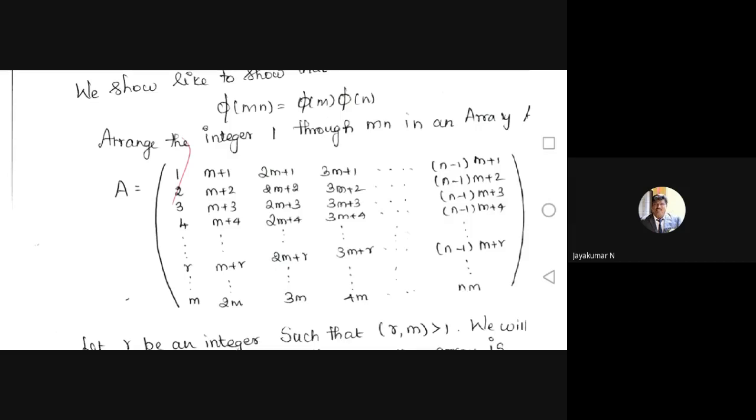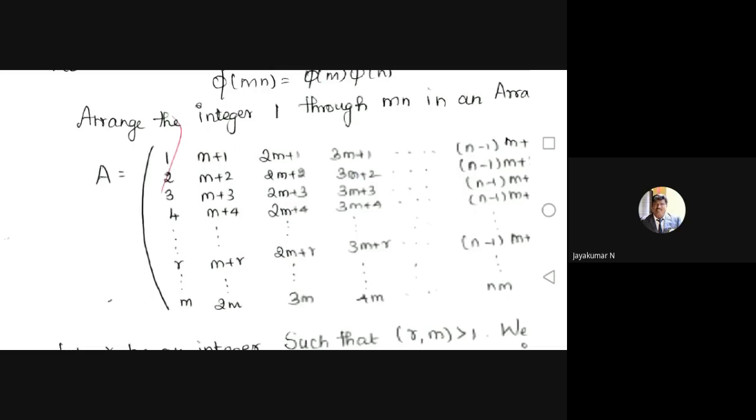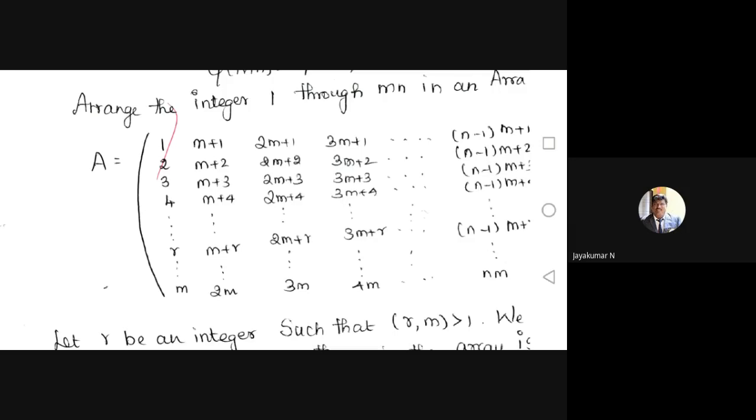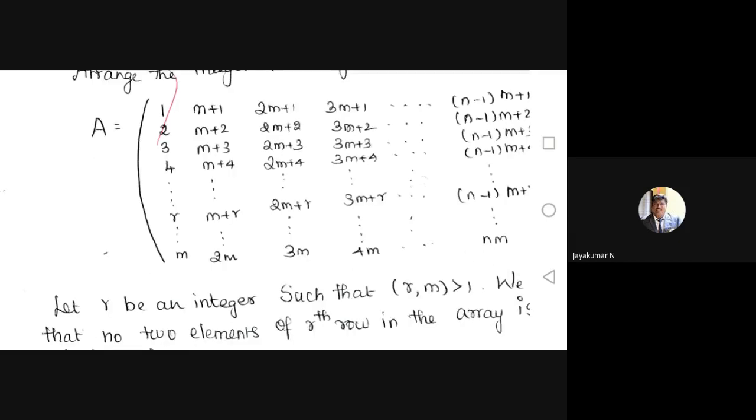Then the third column can be obtained by adding m to the second column. So m plus 1 added with m gives 2m plus 1, and m plus 2 added with m gives 2m plus 2, so the third column ends at 3m. Then the fourth column can be got by adding m to the third column. So 2m plus 1 plus m equals 3m plus 1, then 3m plus 2, up to 4m.